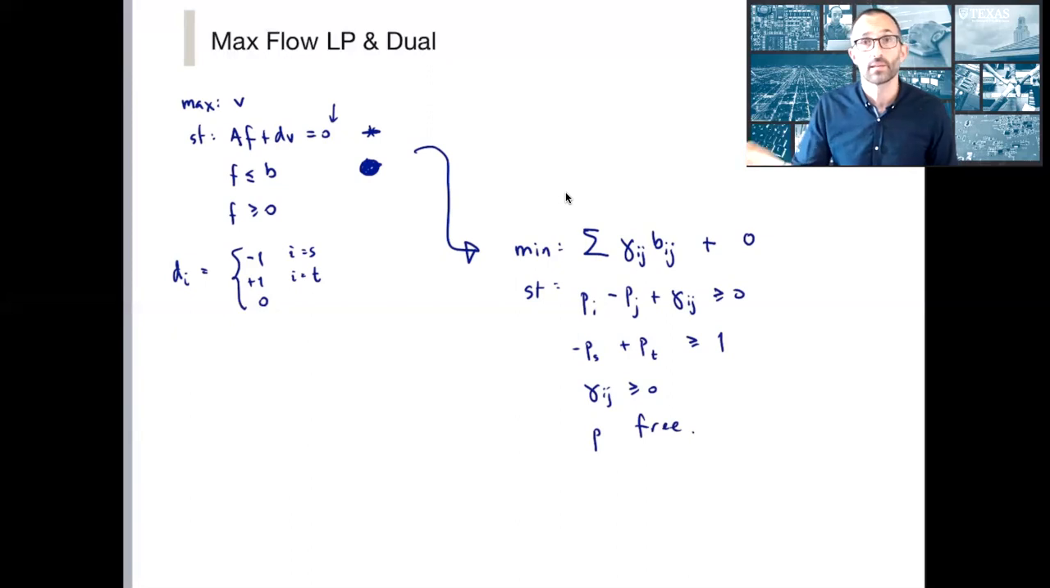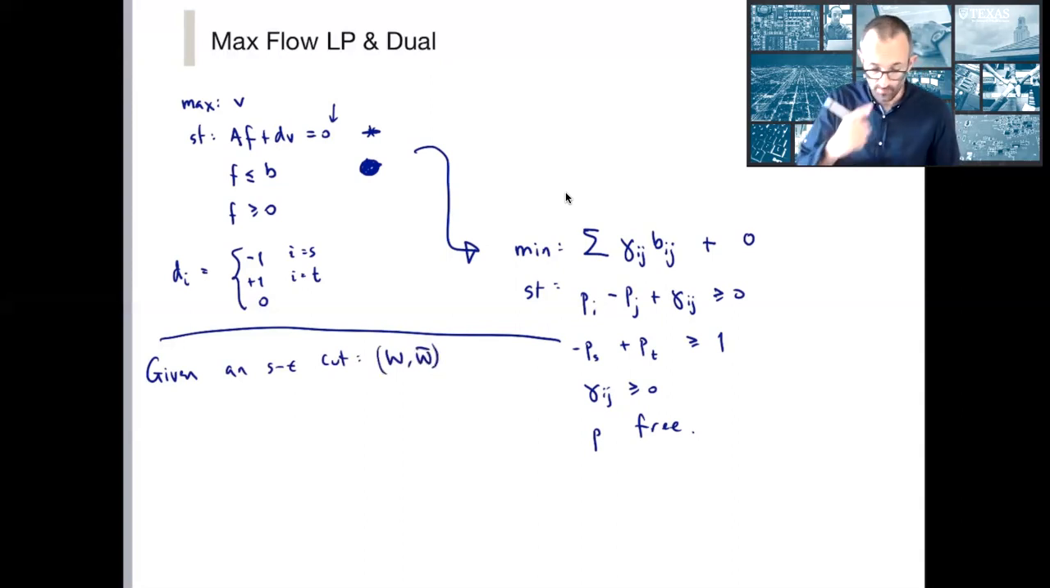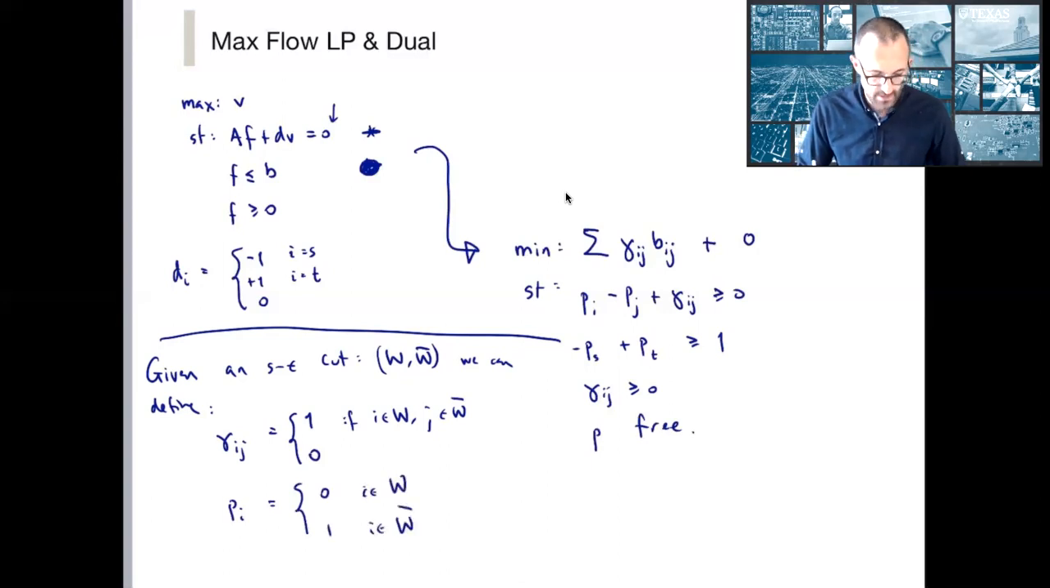The main point I want to make in connection to the previous slide is that if we're given a cut, we can define a feasible dual solution. So given an ST cut W, W bar, again S in W, T in W bar, we can define gamma ij equals 1 if I is in W, J is in W bar. So gamma ij is 1 if the edge crosses and 0 otherwise. And Pi is going to be 0 if I is in W and 1 if I is in W bar.